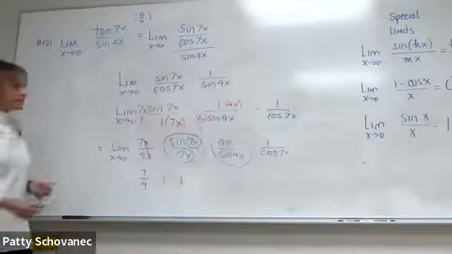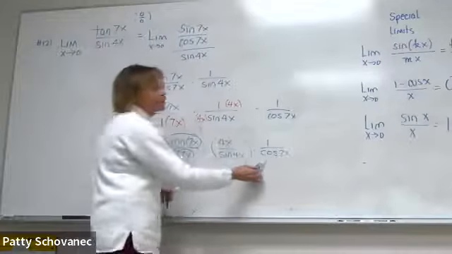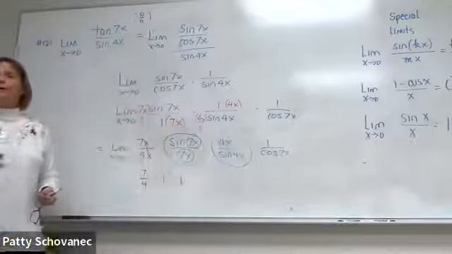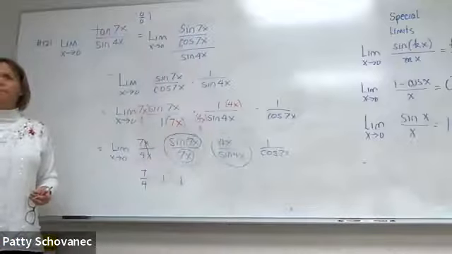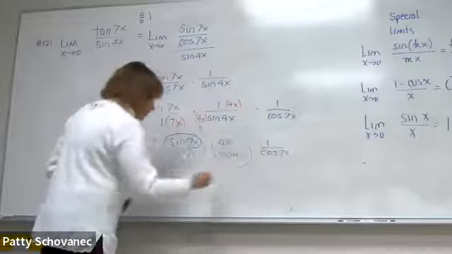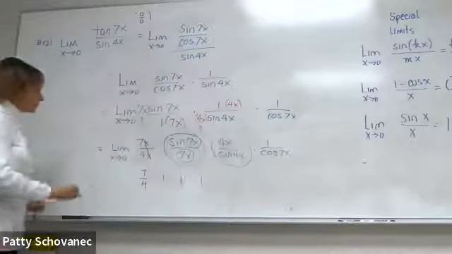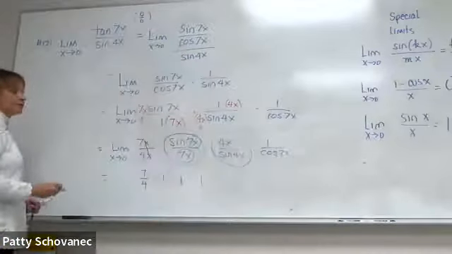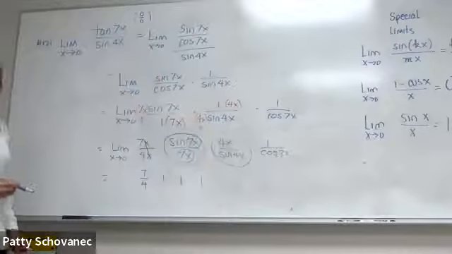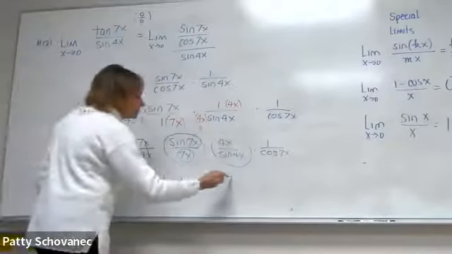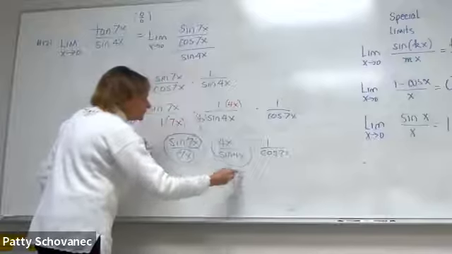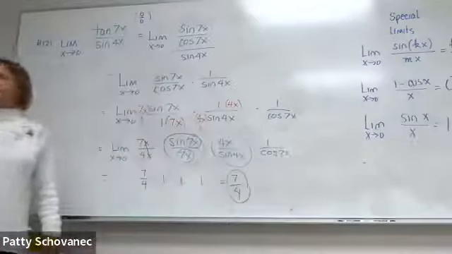Now I'm going to let x go to 0 here, and I get the cosine of 0. Quick, what's cosine of 0? That's also 1. So this last term goes to 1. So here's our final answer: 7/4 times 1 times 1 times 1. Okay.